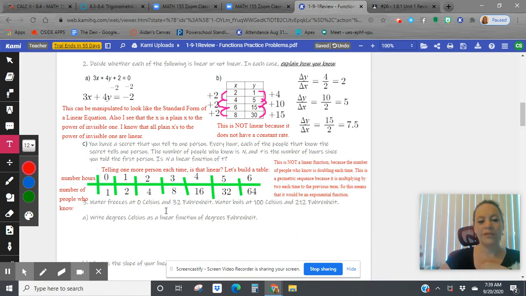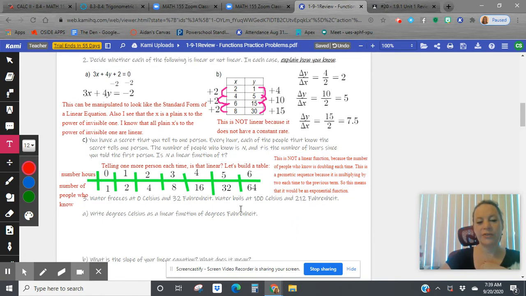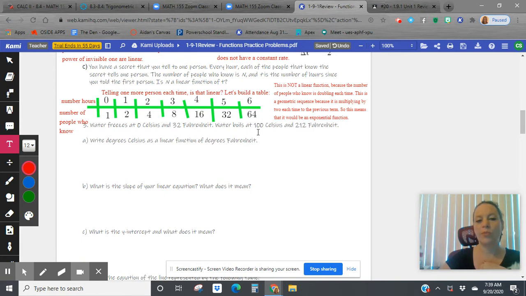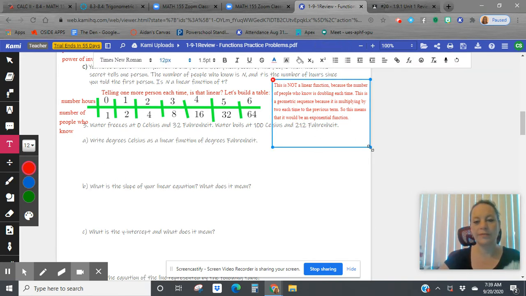Number 3, water freezes at 0 degrees Celsius and 32 degrees Fahrenheit. Water boils at 100 degrees Celsius and 212 Fahrenheit. Write degrees Celsius as a linear function of the degrees Fahrenheit. So we're going to look at this first as those two sets of information they gave us are two xy coordinates.